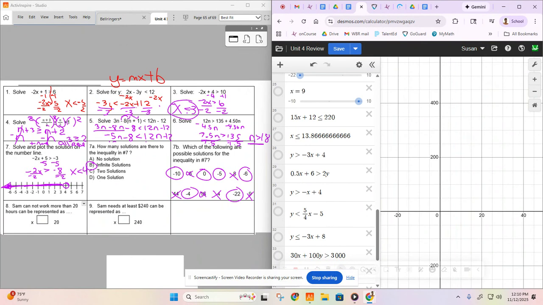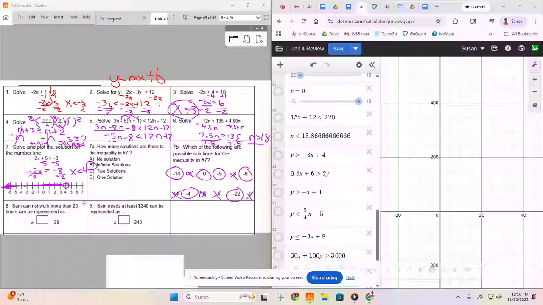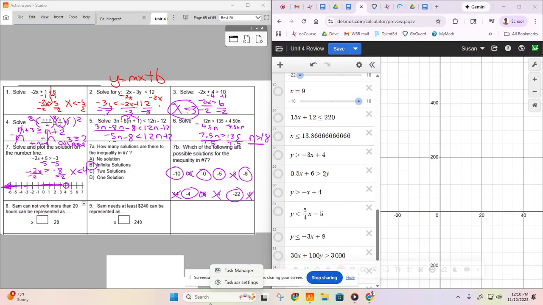All right, the next problem here. Sam cannot work more than 20 hours. We want to express that as an inequality. X is the amount of hours he's working, and it cannot be more than, so it has to be less than, and it can be equal to 20. Sam needs at least $240, can be represented as his amount has to be greater than and can be equal to 240.